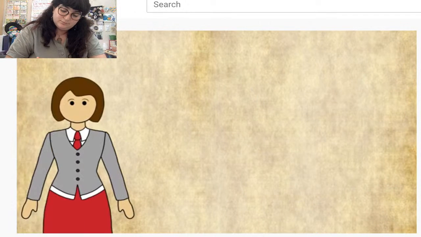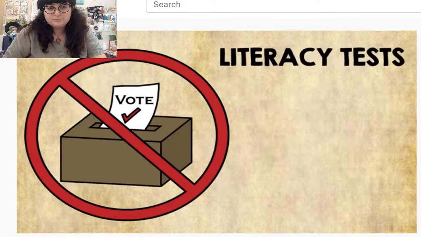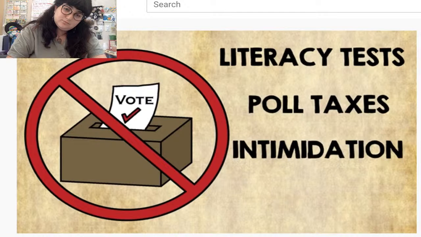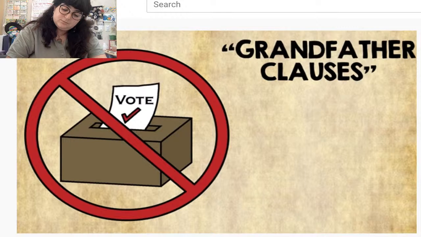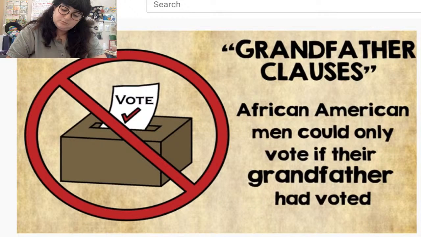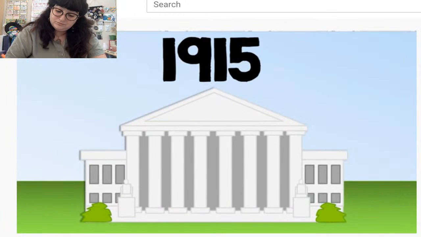Unfortunately, states still found ways to limit African American men's right to vote through literacy tests, poll taxes, intimidation tactics, and grandfather clauses. Grandfather clauses stated that African American men could only vote if their grandfather had voted. This limited the vote for many men who had enslaved ancestors. The clauses weren't declared unconstitutional by the Supreme Court until 1915.